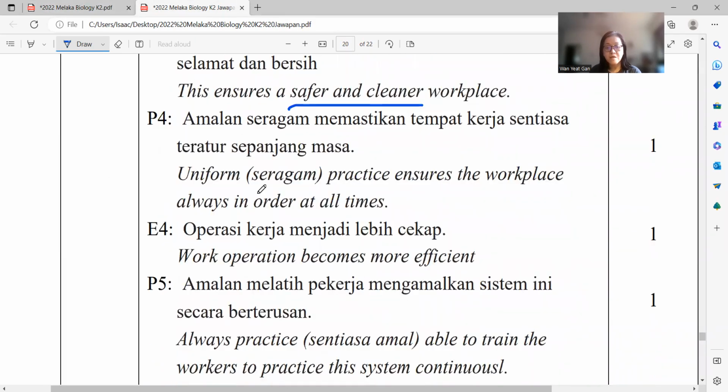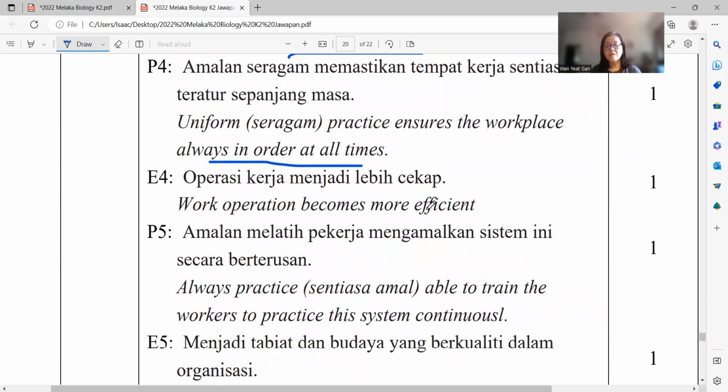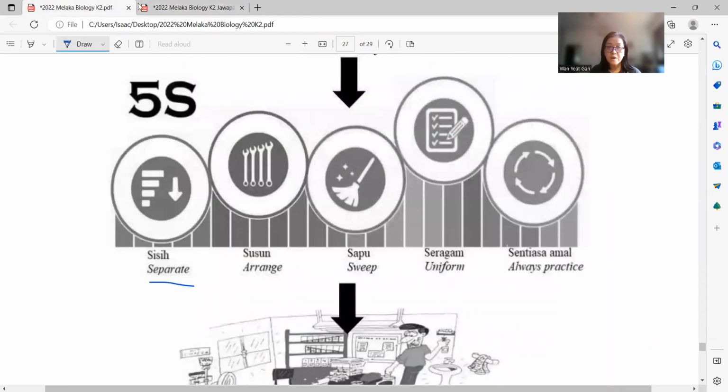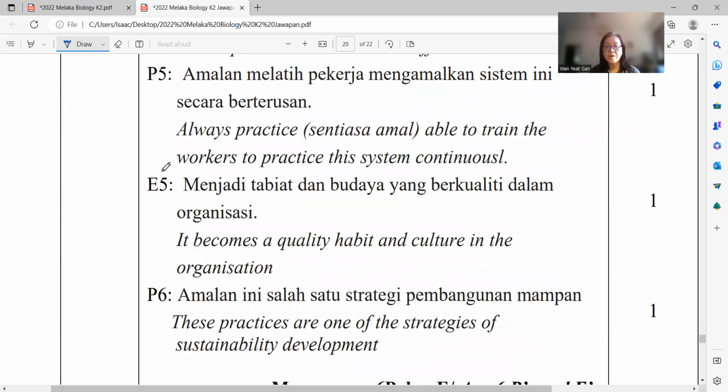Uniform. Uniform here means the practice of ensuring everything is in order at all times. That means if you want to retrieve something, you know exactly where it's been placed. So the work operation becomes more efficient. And then always practice. Always practice means you keep to it so it becomes a habit, and that will improve the condition. You need to keep what you have put in practice so that everything will be organized and the system can be continuous. So this will enable a quality habit and culture in the organization.